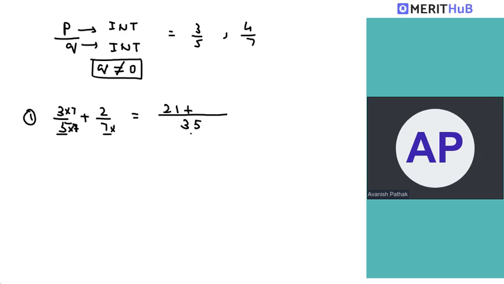And again here, to make it 35, we have to multiply by 5. So that's 10. So that's equal to 31 over 35. And that's the addition of the two fractions.